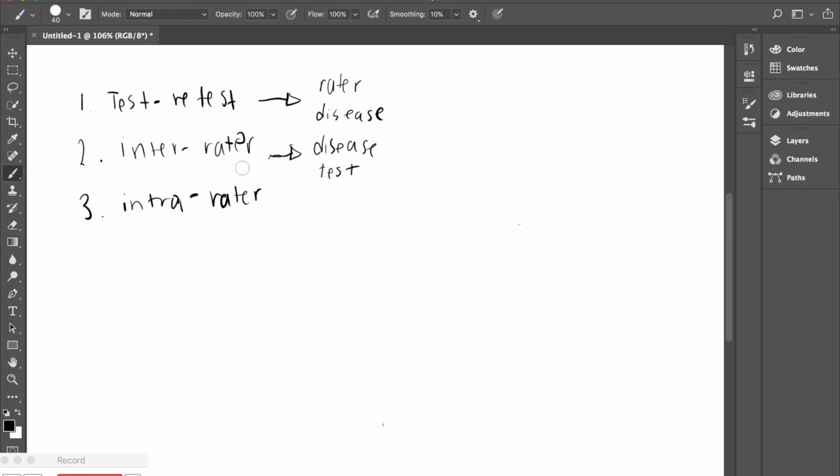So in inter-rater reliability, again, the disease has to be constant. Obviously, if I'm performing some sort of test with an outcome measurement and the disease is changed between the two different times that my group of raters are testing, then obviously I'm going to come up with different results between time 1 and time 2, right? So I want to make sure that my disease is constant.